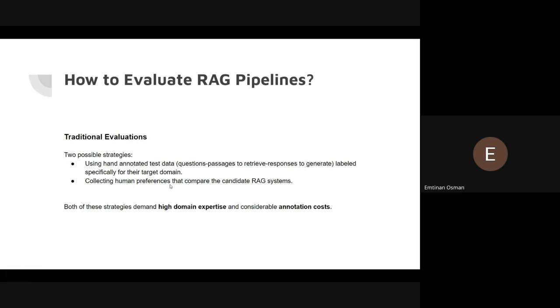Another strategy is, after creating a RAG and deploying it, collecting human preferences afterwards. You measure what people use better, or actually ask them to evaluate what they get, and then you use that to update the RAG system you created. Both these strategies require high domain expertise to create the test data and a considerable annotation cost. So it costs effort and time. It's not cheap.